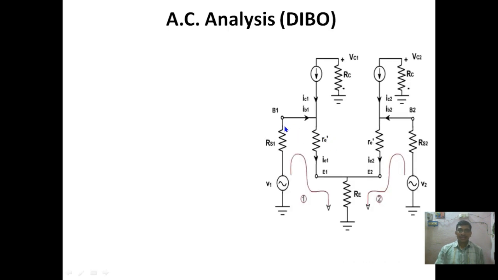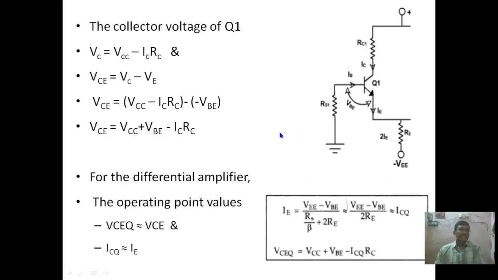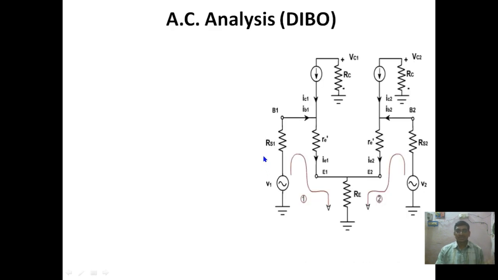So if you know the applied supply voltages VCC and VEE, we can easily calculate the operating point values. Okay, so next we are going for the AC analysis. This DC analysis, the calculation of ICQ and VCEQ, is the same for all remaining configurations like dual input unbalanced output, single input unbalanced output and single input balanced output configurations. So next we are going to do the AC analysis. In this AC analysis, we are going to calculate the voltage gain, input resistance and output resistance of our differential amplifier.